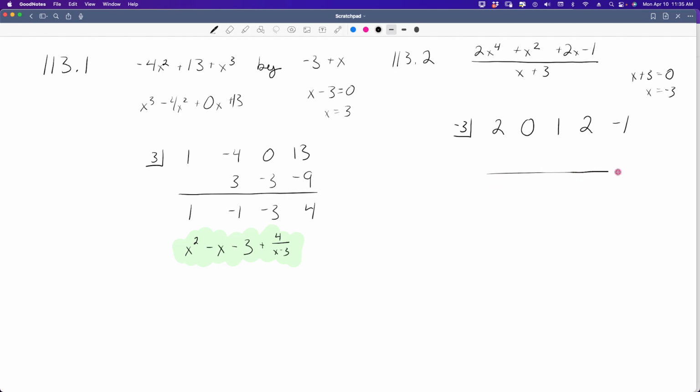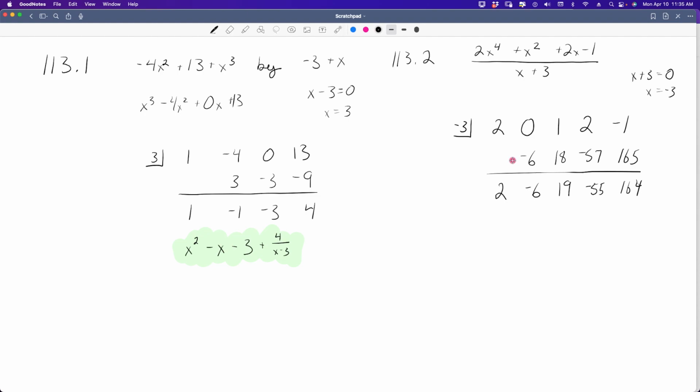Draw my line, bring down my 2. Negative 3 times 2 is negative 6. That's negative 6. Negative 3 times negative 6 is positive 18. That's 19. Negative 3 times 19 is going to be a negative 57. That would be negative 55. And negative 3 times negative 55 is a positive 165. So that's going to be 164.